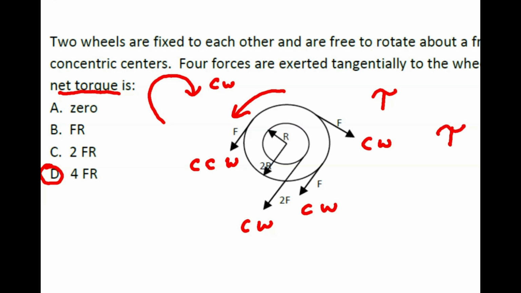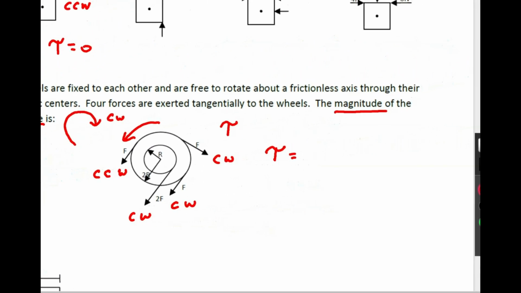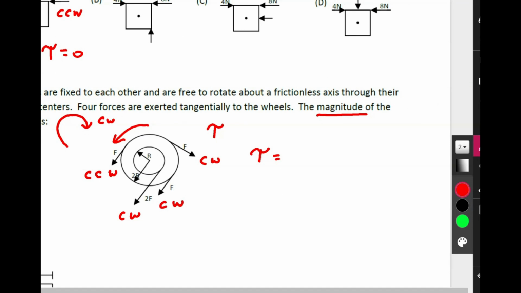Now it says the magnitude of the net torque. So even if we get negative, we're going to report it as positive. So let's do the counterclockwise. That's F times a radius of 2r. So that's the biggest. So F times 2r, the force times the moment arm. And notice all of these forces are perpendicular to the moment arm.